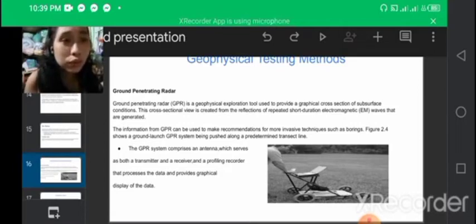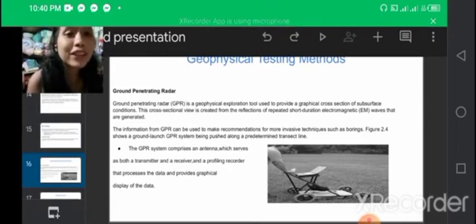The figure below, Figure 2.4, shows a ground-launched GPR system being pushed along a predetermined transect line. The GPR system comprises an antenna which serves as a transmitter and a receiver, and a profiling recorder that processes the data and provides a graphical display of the data.